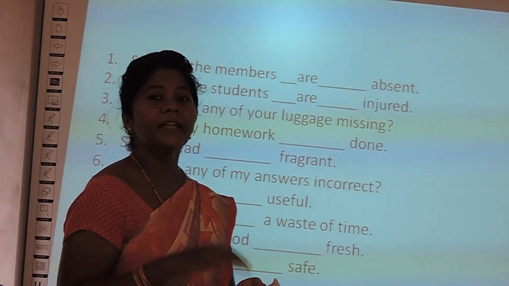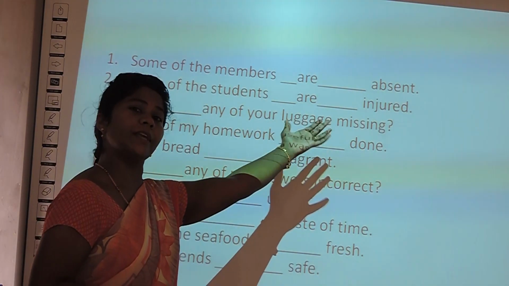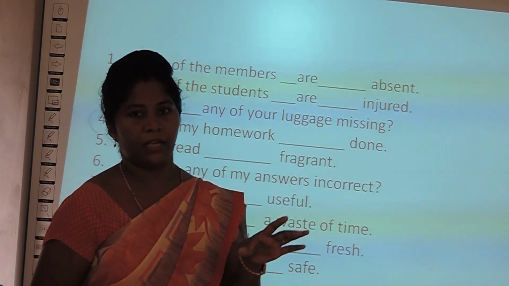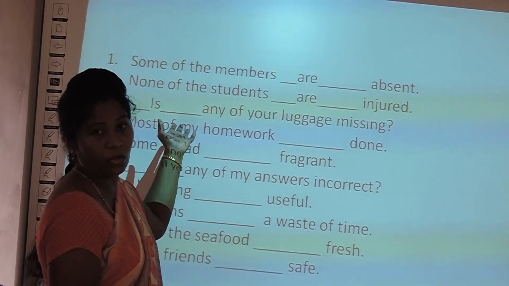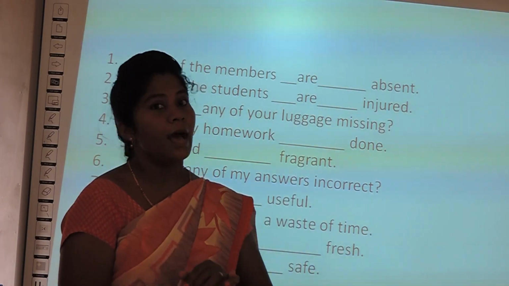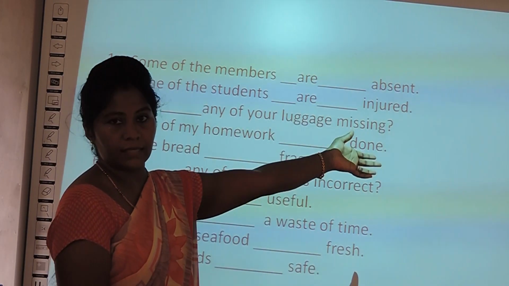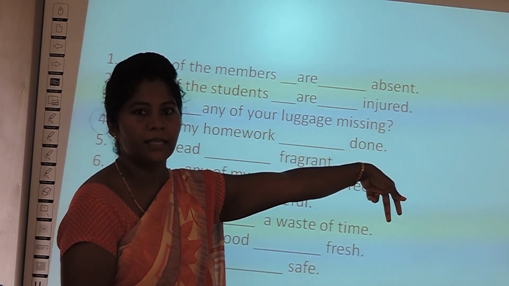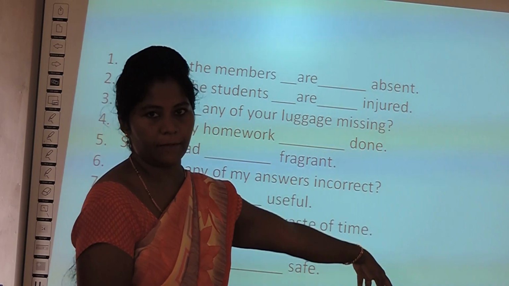Okay. So in this case, if I say blank any of your suitcases missing. As I told you, luggage is uncountable, so we consider it singular and take a singular verb. But if I have suitcases, now suitcases are countable, so it should be are. Are any of your suitcases missing? Okay.